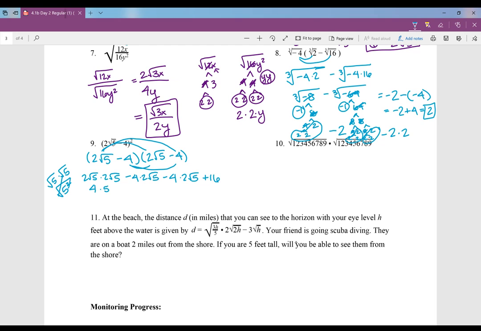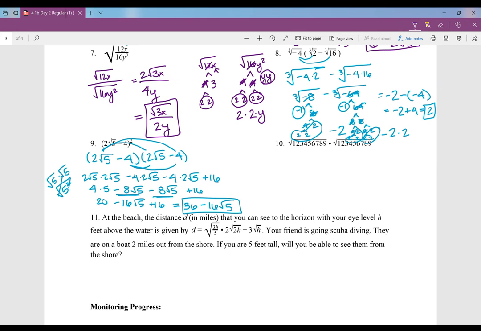Now we have negative 4 times 2 is negative 8 root 5. Again here, negative 8 root 5 plus 16. 4 times 5 is 20. Negative 8 root 5 minus 8 root 5 is going to be negative 16 root 5. We have plus 16. So lastly, 20 plus 16, that's going to be 36 minus the 16 root 5. And that's your answer for number 9.